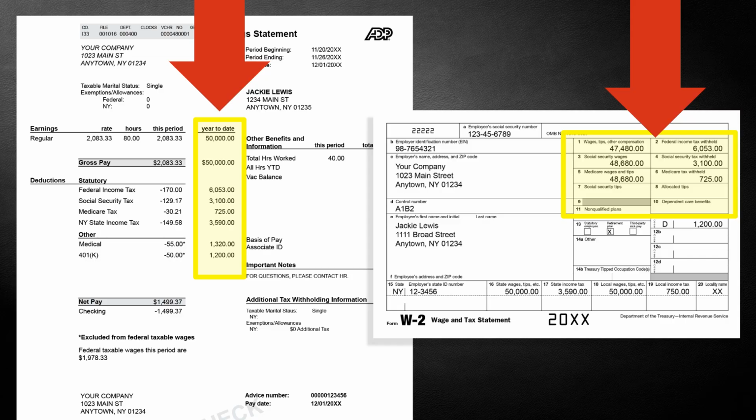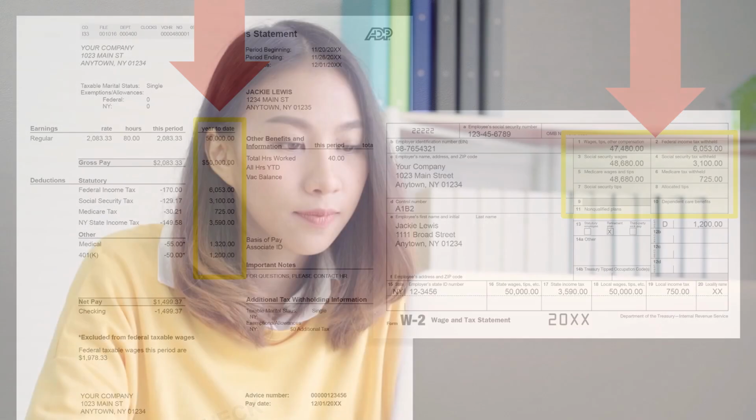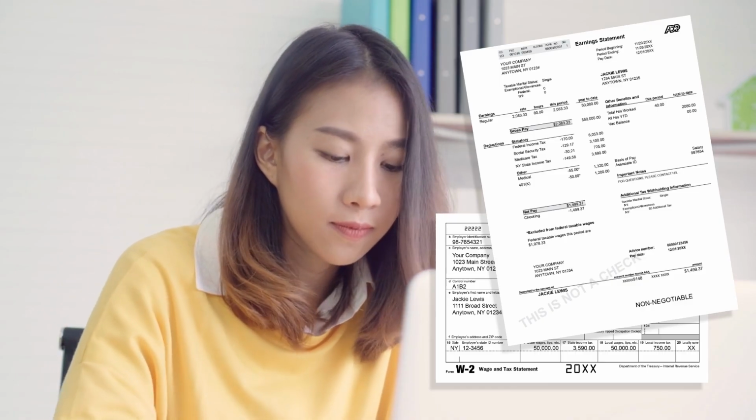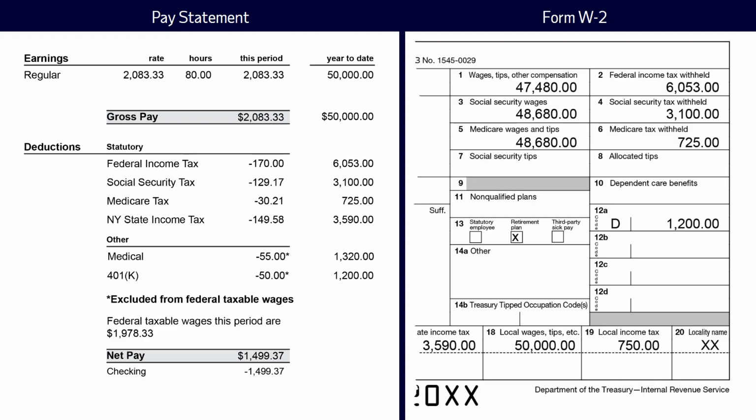Let's look at an example. On January 20th, Jackie receives a Form W-2 from their employer. Let's compare their last pay statement with their W-2 for accuracy. Watch as we go through the boxes on Form W-2 to see how the amounts were calculated.